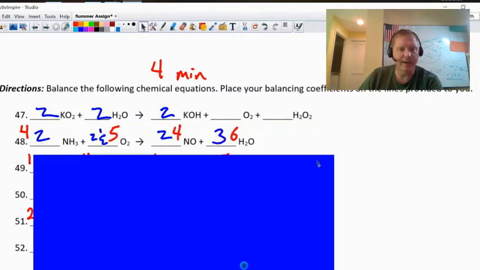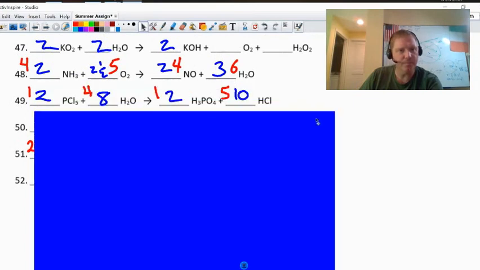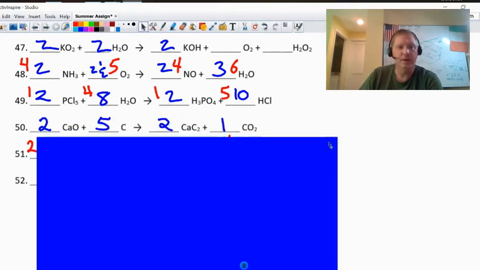In number 48, I started off with nitrogen and hydrogen, and then I ended up with a fraction of oxygen, 2.5 oxygen. So I doubled everything to get it. And the red is the final answer. In number 49, I thought I was going to have to double it. So I started off with 2, and then I fixed the phosphorus and fixed things. And then I realized I didn't need to have it doubled, so I reduced it back down. Name of the game there is don't forget to always reduce the ratios to the lowest whole number ratio.